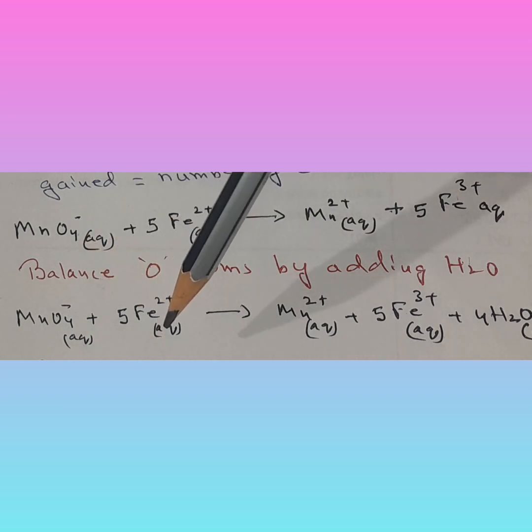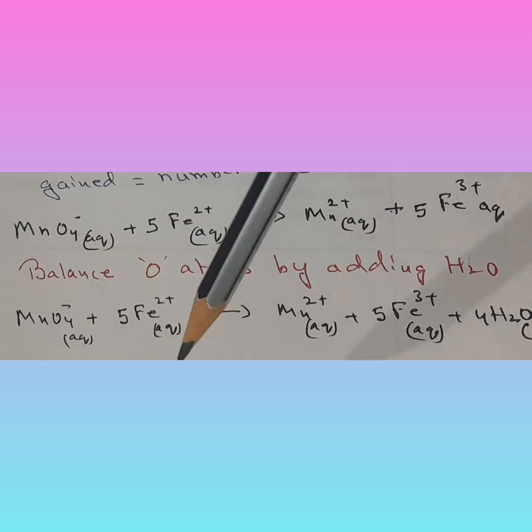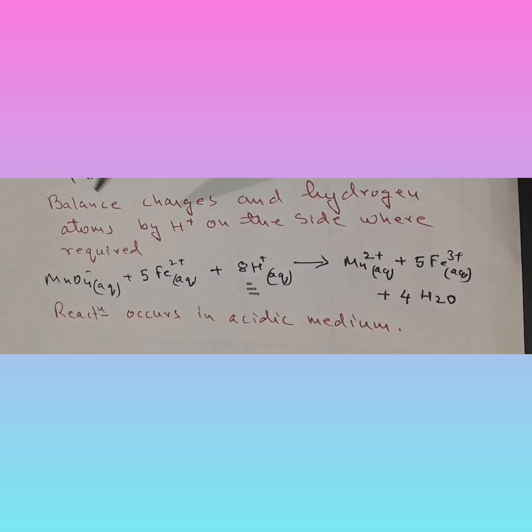Now what finally is to be done is that the charge and hydrogen are to be balanced. We balance charges and hydrogen atoms by H plus on the side where required. When we check here, it's very clear that on this side we have 8 hydrogen, and on the other side we don't have any hydrogen at all. So we put in 8H+. Now on putting 8H+, we find everything is balanced.